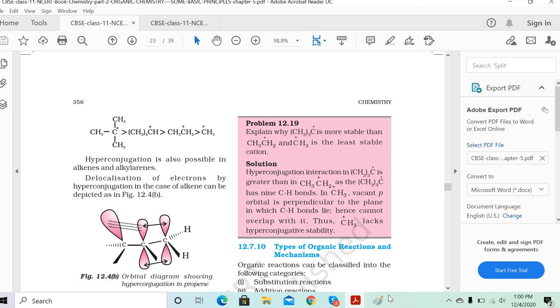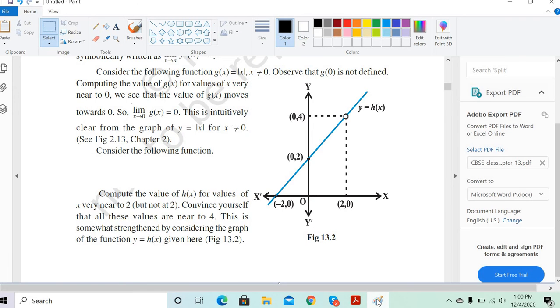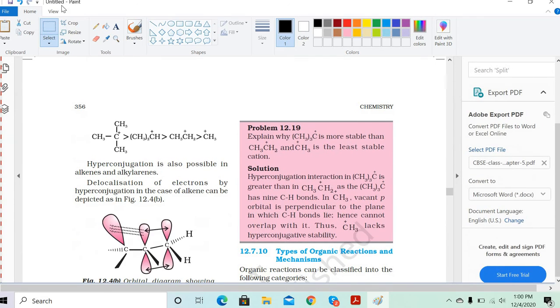Let's write it down now. Let's draw this figure now.